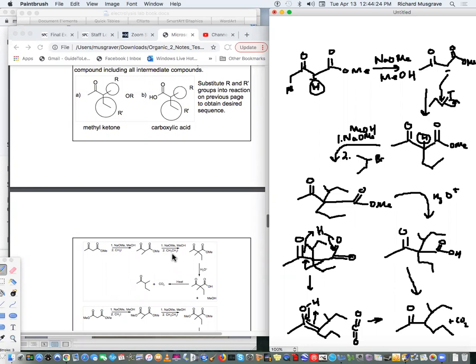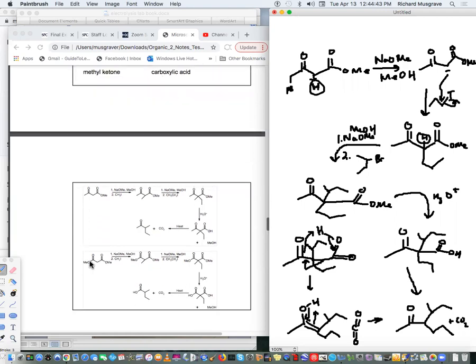And then you just show the addition of each of those, and then you come up with the product at the end, which is the one that we wanted. So again, starting out with acetoacetic ester, the methyl group on the left, we end up getting a methyl ketone as a product. Starting out with the malonic ester, which has the ester grouping on the left, we end up getting a carboxylic acid as a product.